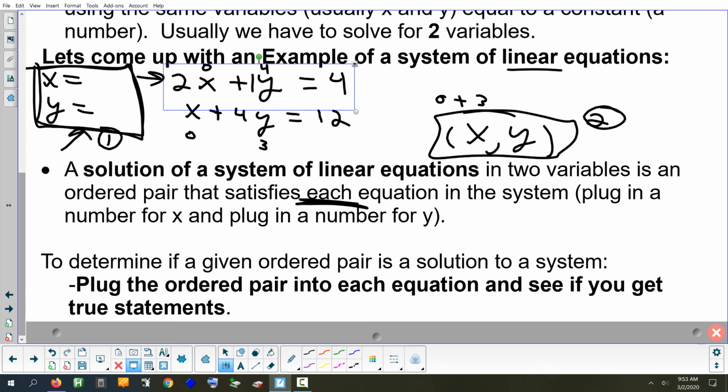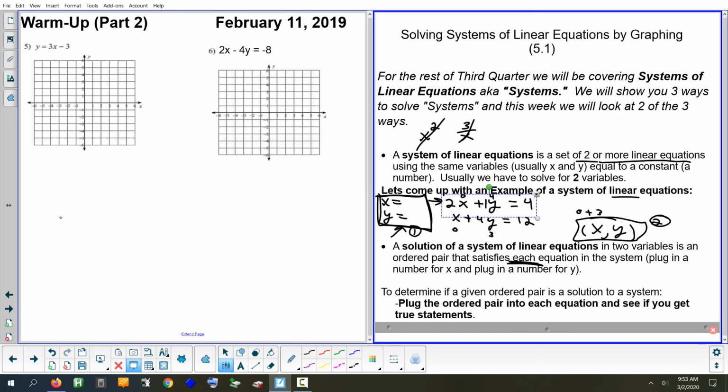Okay. Does everybody have what's in bold there? So plug in the coordinate, or in other words, plug in the x and the y value that they give you into the equation that they give you and see if it works. All right, so let's look at an example.